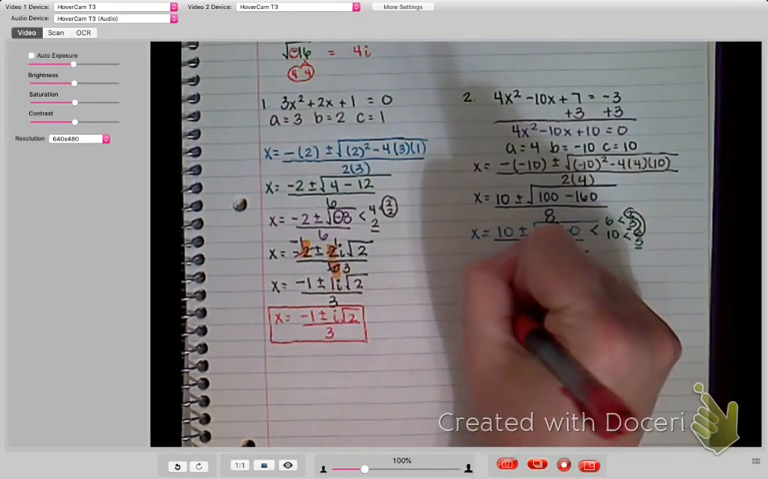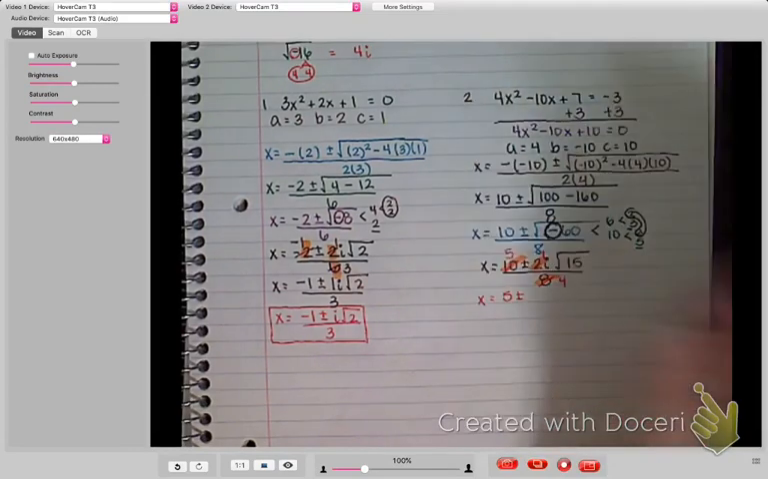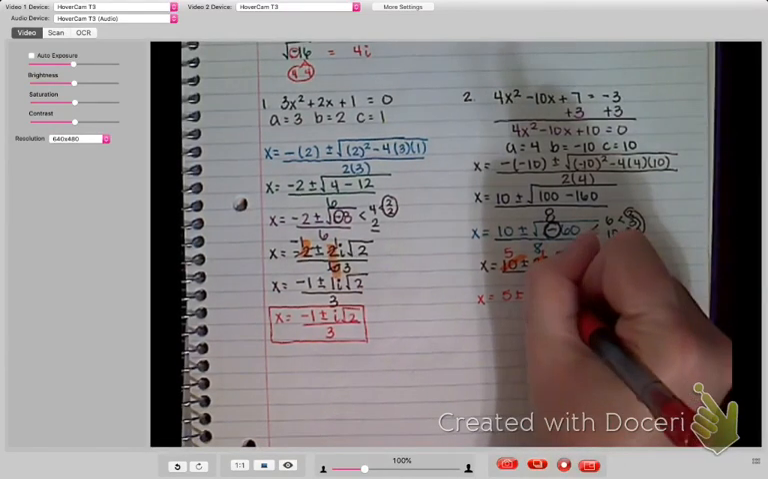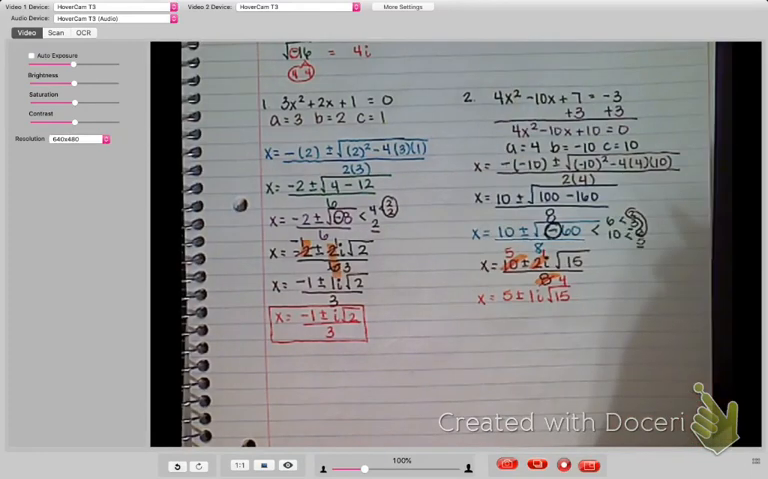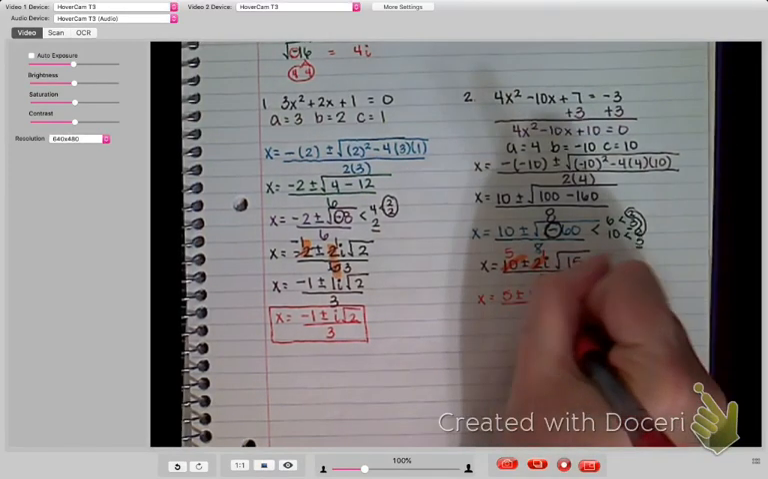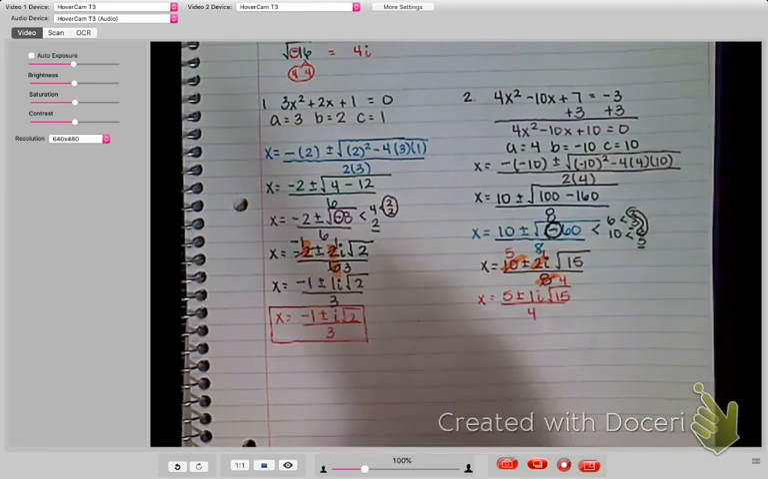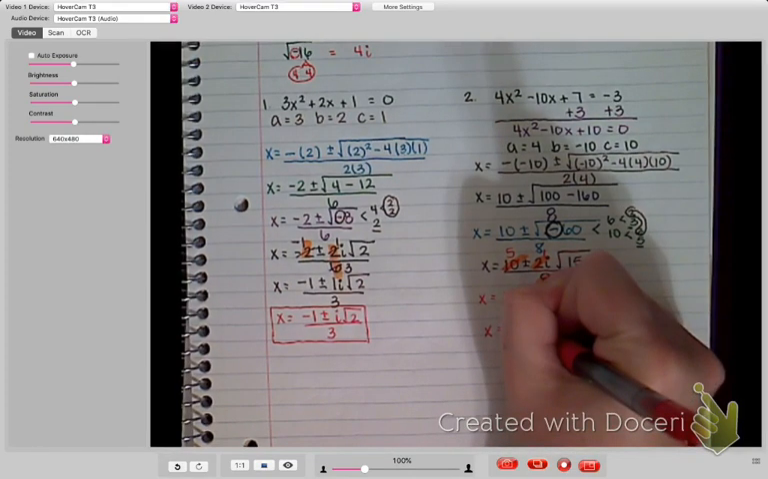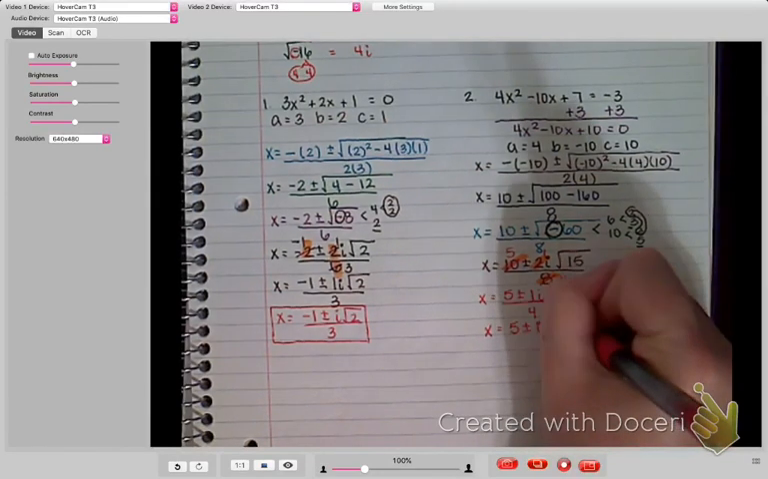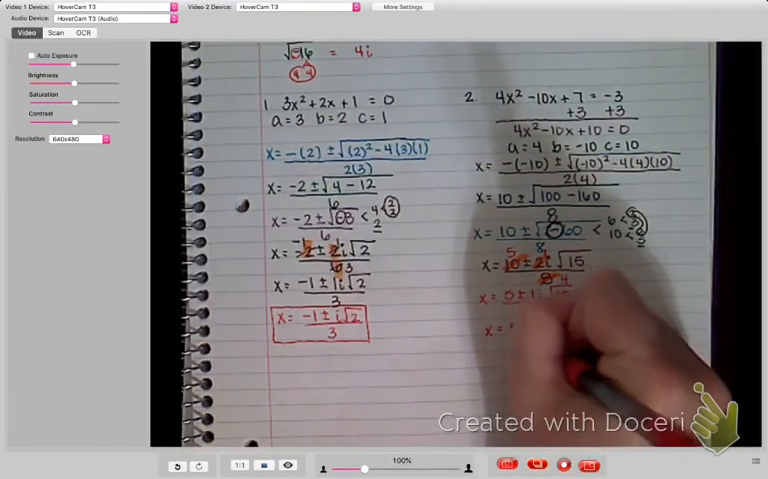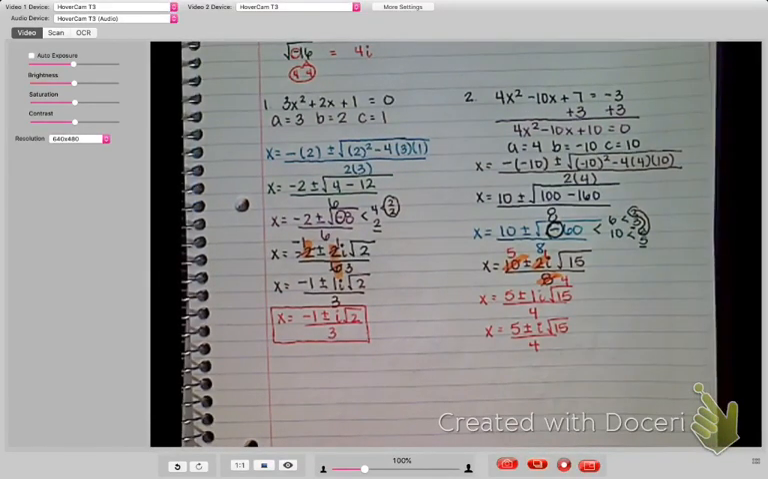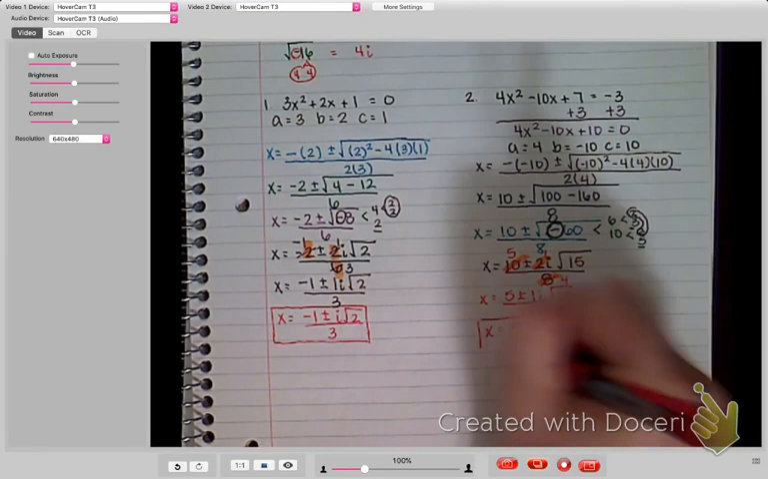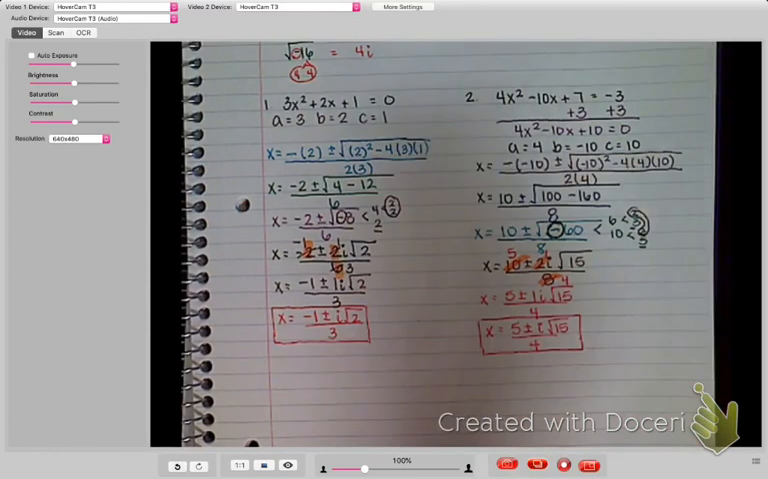So I'm left with 5 plus or minus, again, that 1 we don't have to write, but I'm going to do it if you want me to. So 1i square root of 15 all over 4. And again, I'm going to take one final step because I don't really want to write that 1, but you can if you want. Both are acceptable answers. But 5 plus or minus i square root of 15 over 4 is going to be my final answer there.